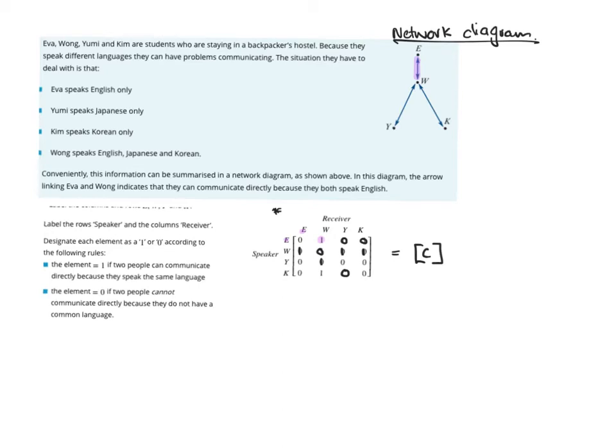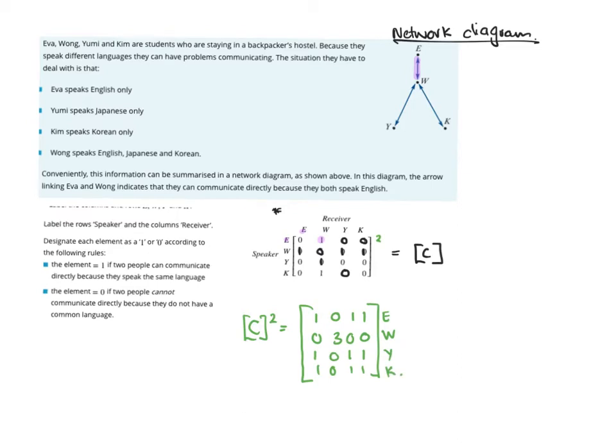If we wanted to know the two-step communication, we would take this matrix and we would square it to get the two steps. So if you squared this matrix, we're going to see that it looks like this. So we've got 1, 0, 1, 1, 0, 3, 0, 0, 1, 0, 1, 1, 1, 0, 1, 1. So just remember, this essentially is Eva, Wong, Yummy and Kim.